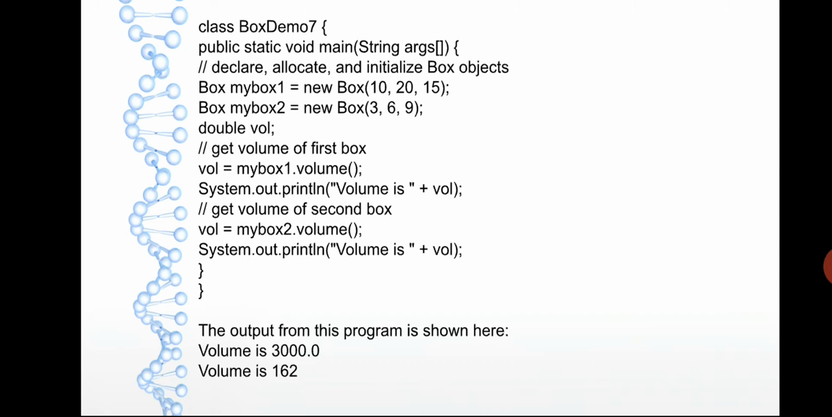Now you can see the output of the program also. Volume is 3000 for myBox1, the first object. Now volume is 162 for what? For the second object, myBox2. Why? Because you have passed 3, 6, 9 values to the constructor. Okay, so this is the example for a parameterized constructor.